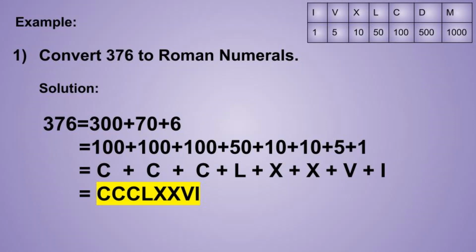Replace the number with Roman numerals. We know the Roman numeral for 100 is C, 50 is L, 10 is X, for 5 it is V and for 1 it is I. Replace the values with Roman numerals. The answer is C, C, C, L, X, X, V, I. Hence, we find the answer.